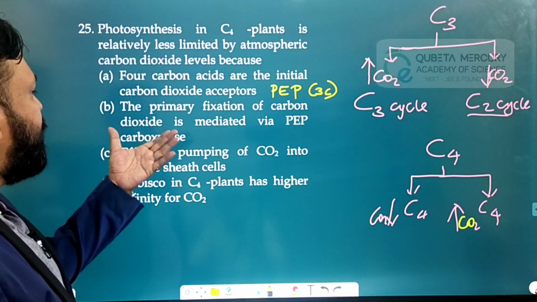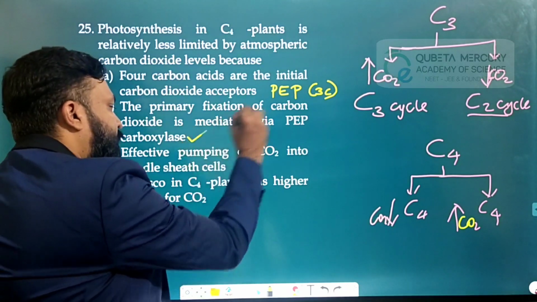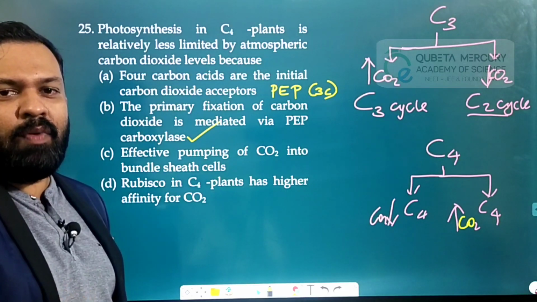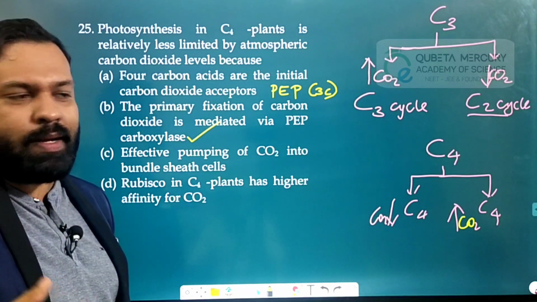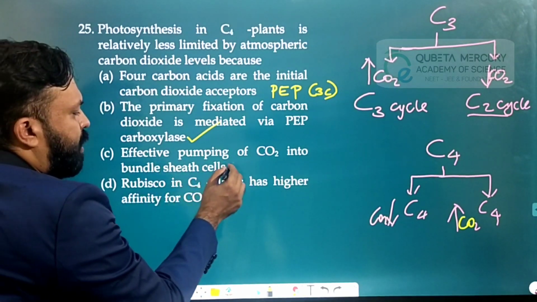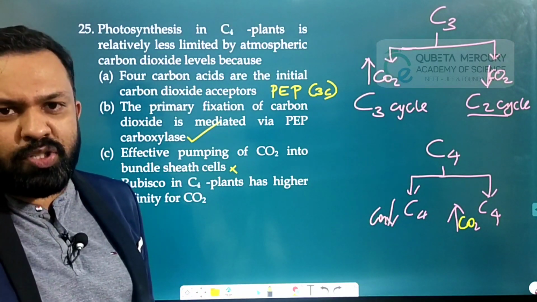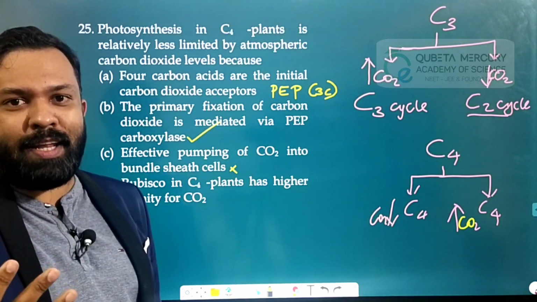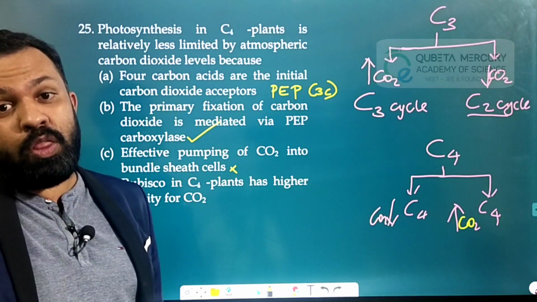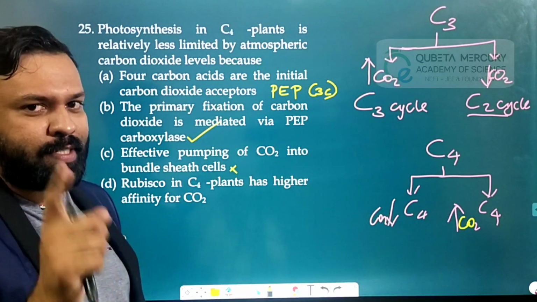The primary fixation of carbon dioxide is mediated by PEP carboxylase. Fine, that's the right one. Pepcase, phosphoenol pyruvate carboxylase, will always take carbon dioxide towards it, right? Effective pumping of carbon dioxide into bundle sheath cells? No, carbon dioxide is not pumped into the bundle sheath cells as such. Instead, the 4 carbon aspartic acid or malic acid are transported into the bundle sheath cell, where those 4 carbon acids undergo decarboxylation to release carbon dioxide, right?